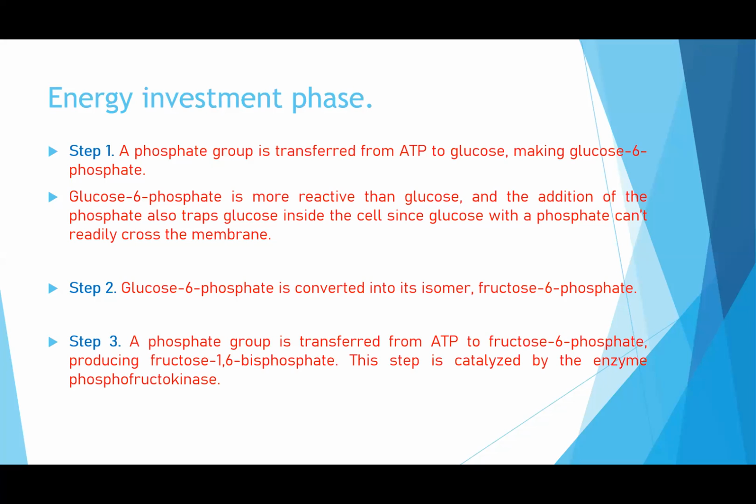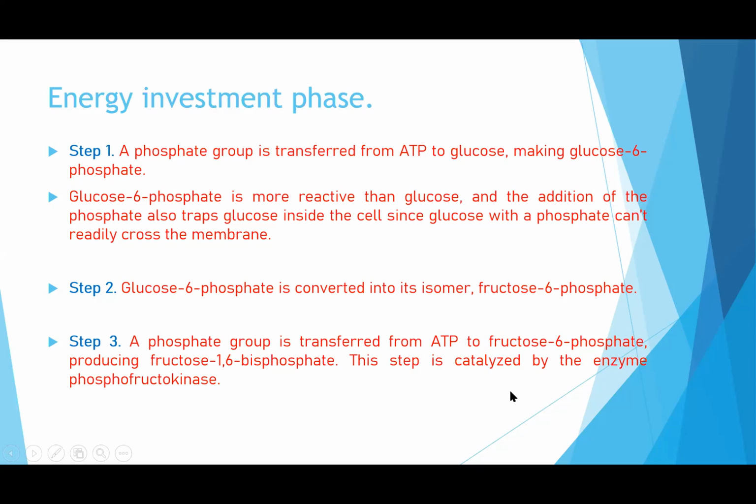Now in step three, a phosphate group is transferred from ATP to fructose 6 phosphate, producing fructose 1,6 bisphosphate. This step is catalyzed by the enzyme phosphofructokinase. It's not necessary to keep the name of this enzyme in mind, but just for your interest, I mentioned the name phosphofructokinase, because sometimes it has importance later on in the next chapter. Another phosphorylation of fructose 6 phosphate occurs, producing fructose 1,6 bisphosphate.